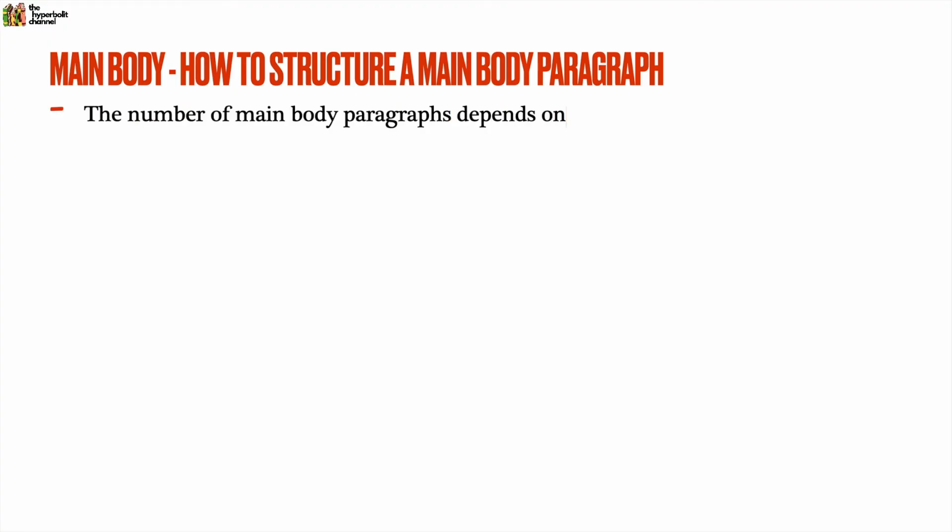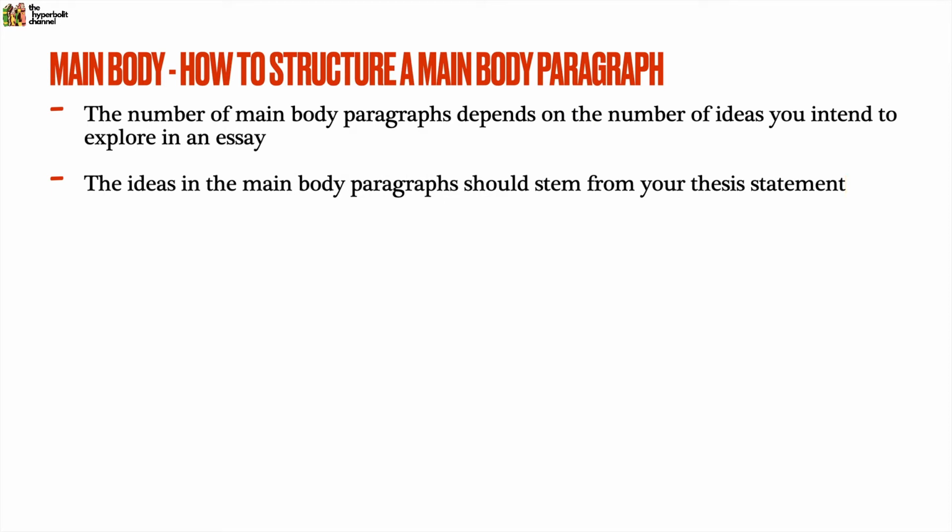So how do we go about structuring a main body paragraph? First of all, the number of main body paragraphs we would write really depends on the number of ideas you intend to explore in an essay. So this really differs and it depends. And the ideas in the main body paragraph should always stem from your thesis statement. So what do I mean by that?